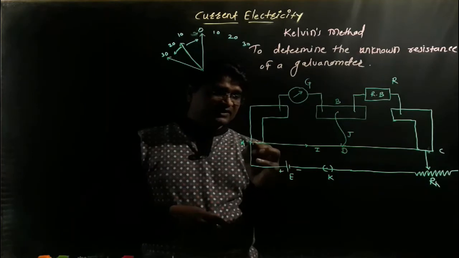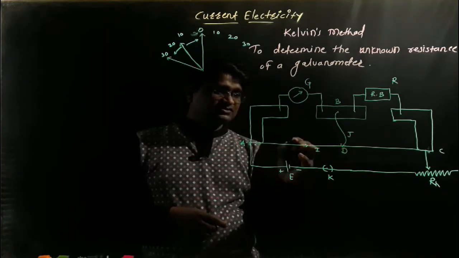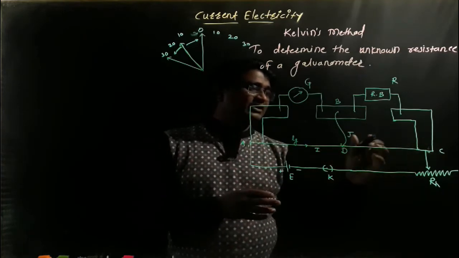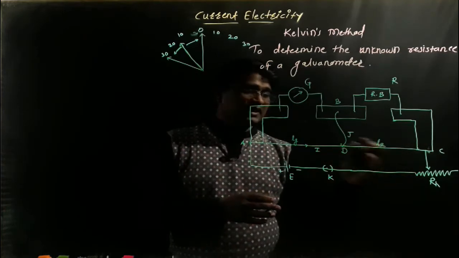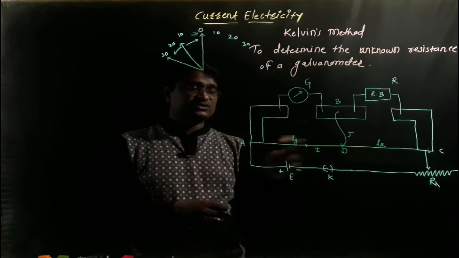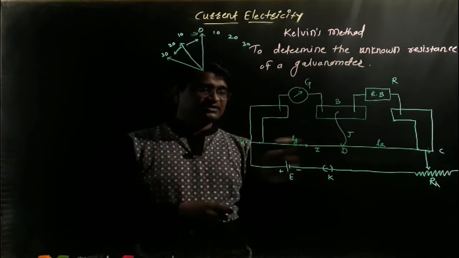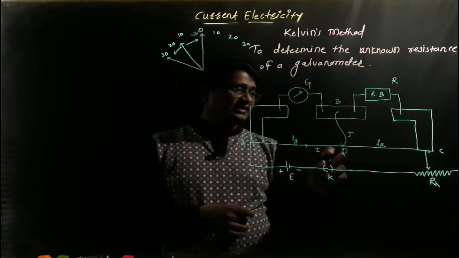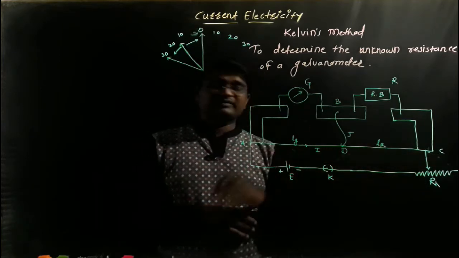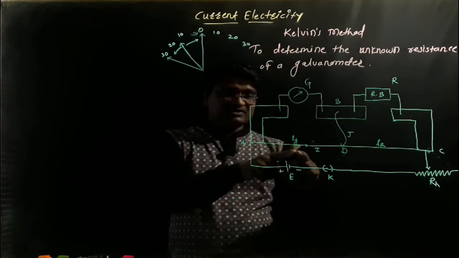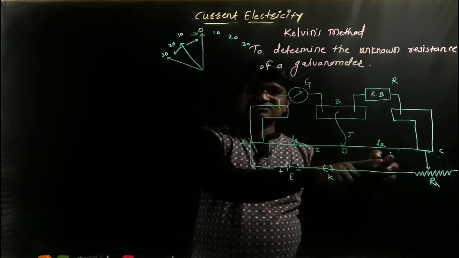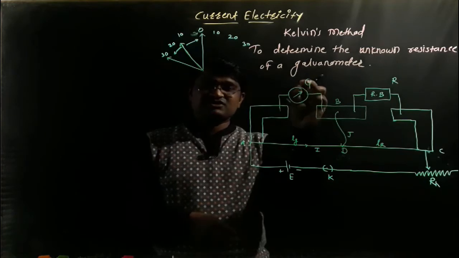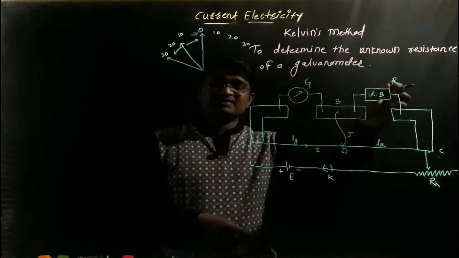Let's see the distance AD. This distance will be denoted by LG, and the remaining DC will be denoted by LR. LG is the resistance of the wire AD, and LR is the resistance of the wire DC. Now we find the unknown resistance of the galvanometer. This is our resistance G, and the resistance box has resistance R.